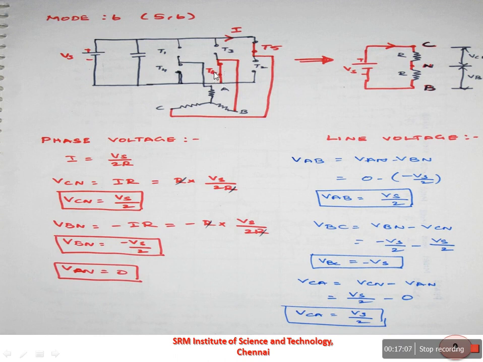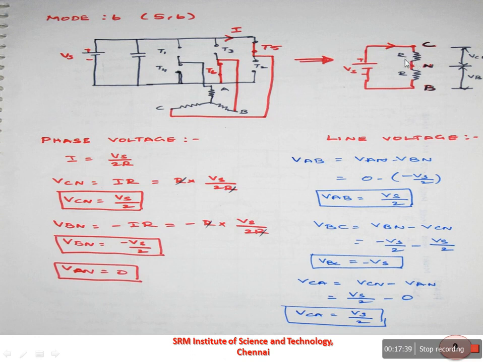Phase B is connected to the negative of the supply input through thyristor T6, and phase C has been connected to thyristor T5 and is connected to the first of the supply input. We can simplify this circuit and make an equivalent circuit which consists of only phase B as well as phase C. So using this current equation, we can calculate the phase voltages VCN as well as VBN. The VCN can be calculated as I into R.